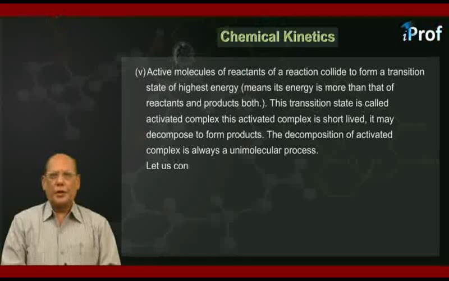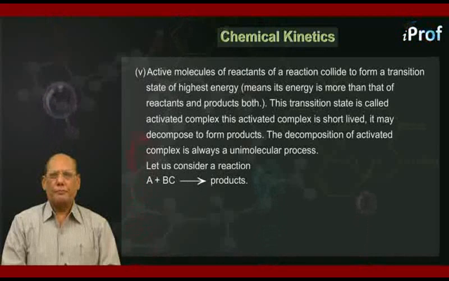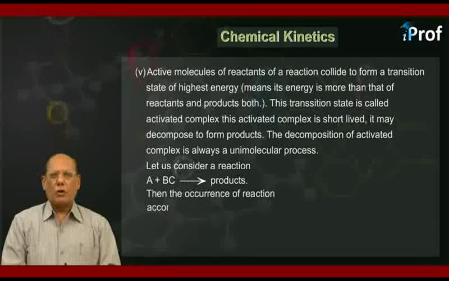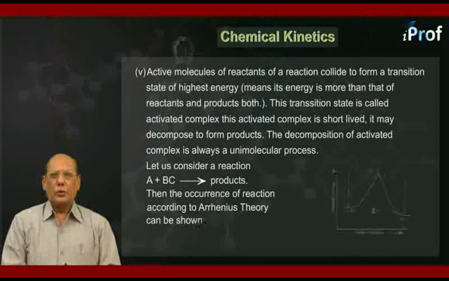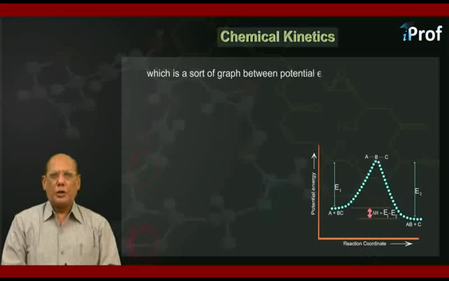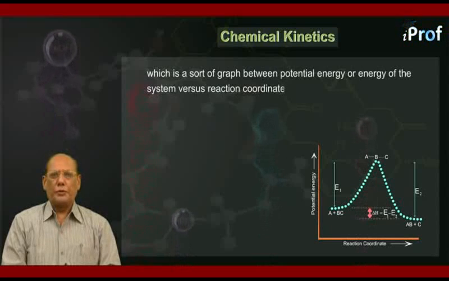Let us consider a reaction A plus BC giving products. Then the occurrence of reaction according to Arrhenius theory can be shown by the following figure, which is a sort of graph between potential energy or energy of the system versus reaction coordinate or reaction path.